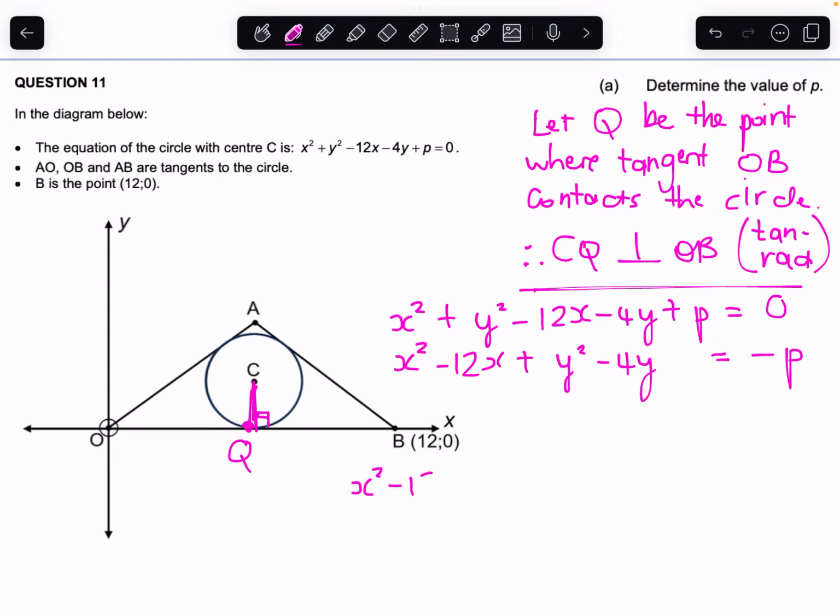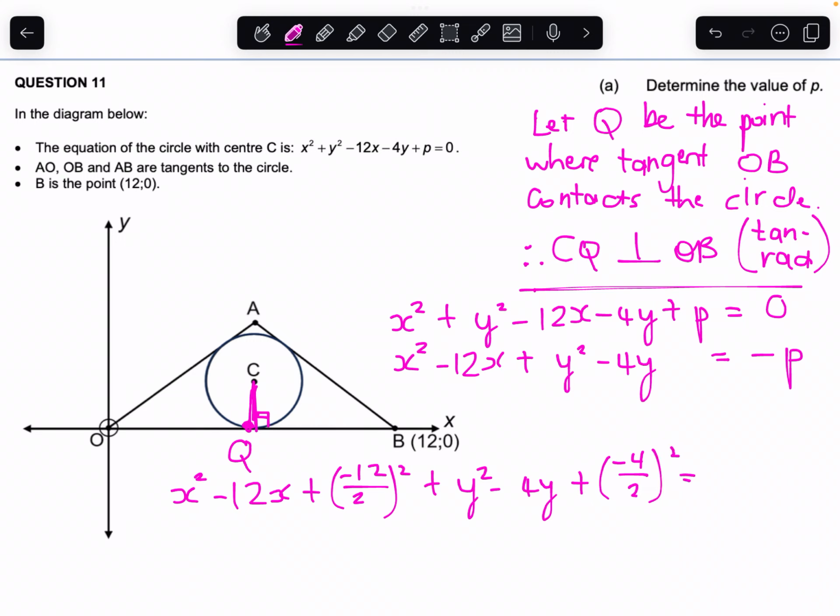So I'm going to say x squared minus 12x plus (negative 12 over 2) squared plus y squared. I underestimated the space I needed. Okay, I'm going to rewrite this here. x squared minus 12x plus (negative 12 over 2) squared plus y squared minus 4y plus (negative 4 over 2) squared. And then add those same terms on this side.